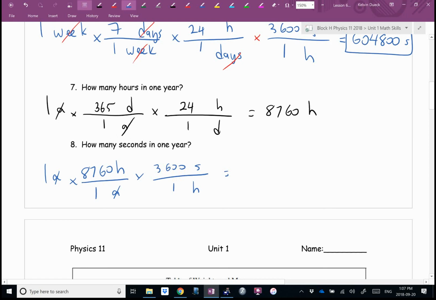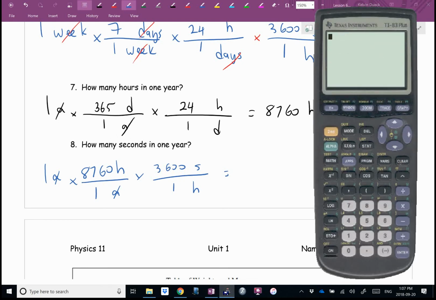How many seconds in a year? More than 1 million or less than 1 million? More. Way more than 1 million or barely more than 1 million? More. Let's see. Oh, look at that. 31.5 million. This is right on the threshold of scientific notation.